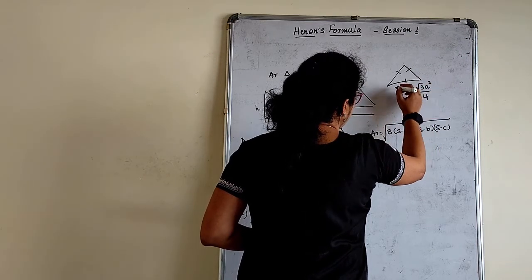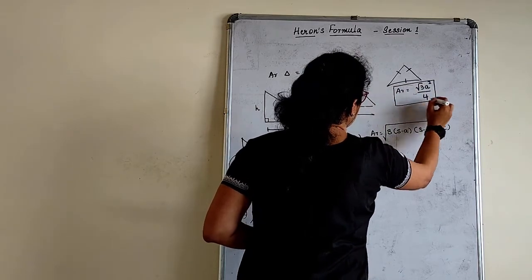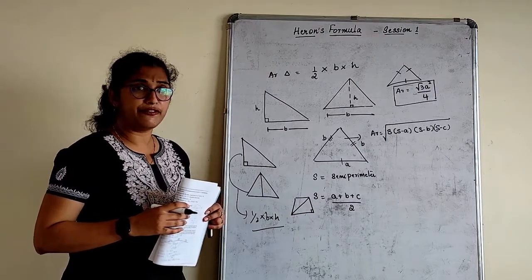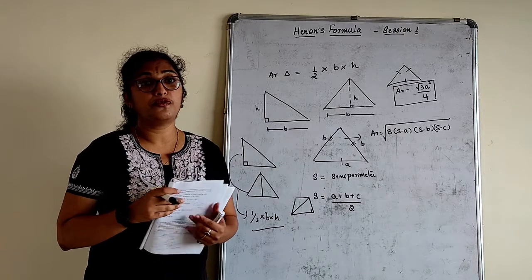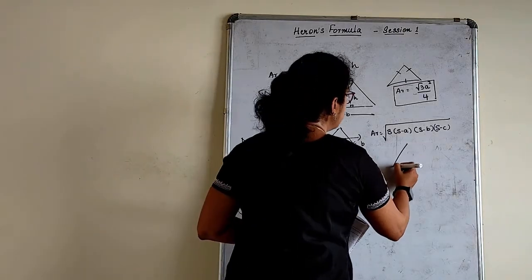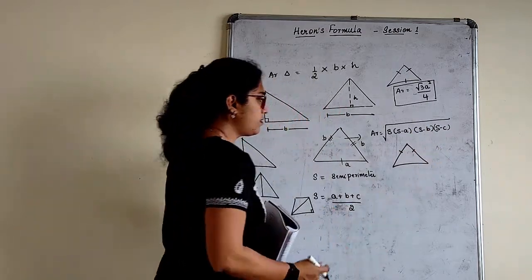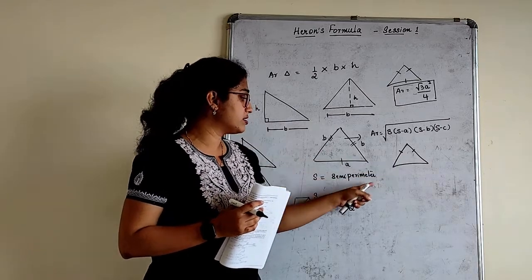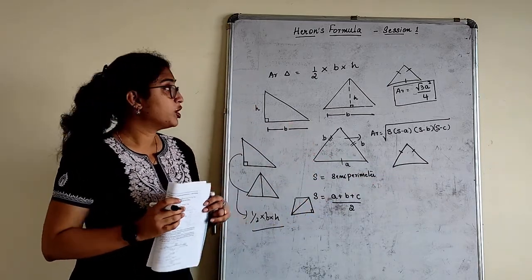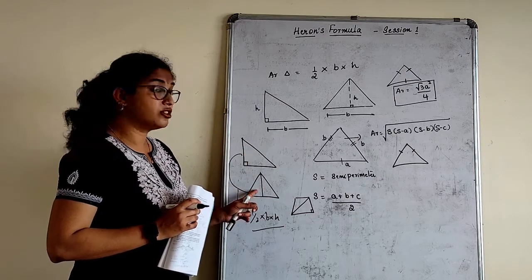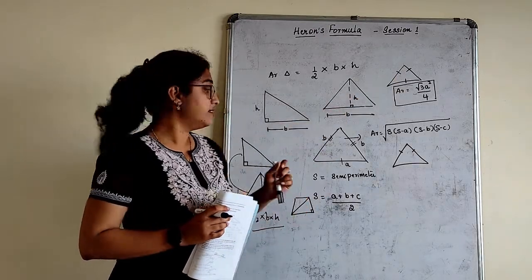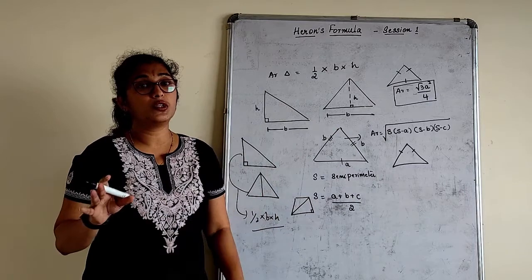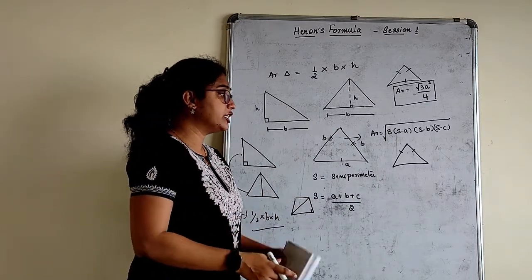a square by 4. This is the formula to find the area of an equilateral triangle, root 3 a square by 4. There is also a formula to find the area of a triangle if it is isosceles, but you don't study that. So in case you come across a scalene or isosceles triangle, directly apply Heron's formula. If it is a right angle triangle or a triangle with an altitude, you apply half base into height, and for an equilateral triangle, the area is root 3 a square by 4. We know that. Square units.